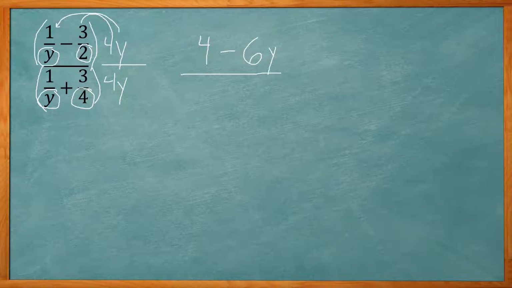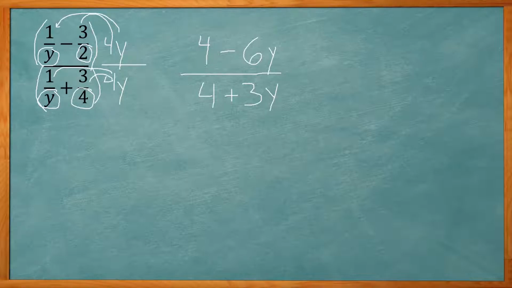Now on the bottom, I'm going to do the same thing, multiply the 4y times 1 over y. That's going to leave you just with the 4. And then 4y times 3/4. The 4 is going to cancel out, giving you just the 3y. Alright, so our simplified answer doesn't have fractions on top or bottom, and just whole numbers and y, so I see no fractions there. Now the question is, how do you check if this is correct?